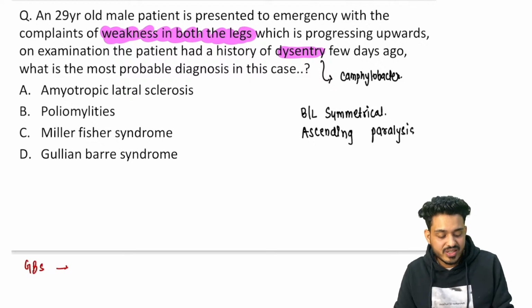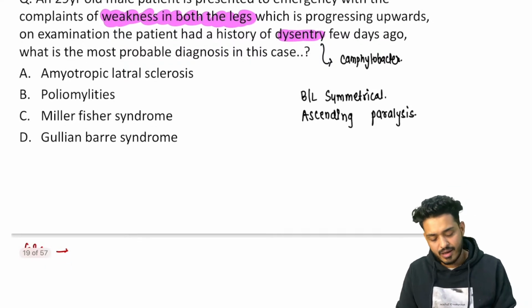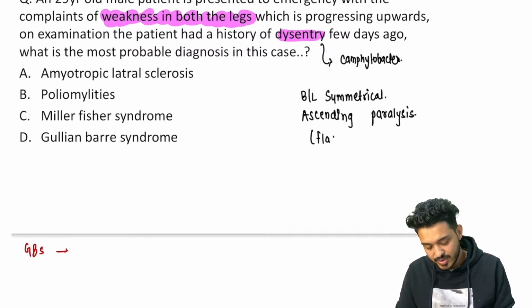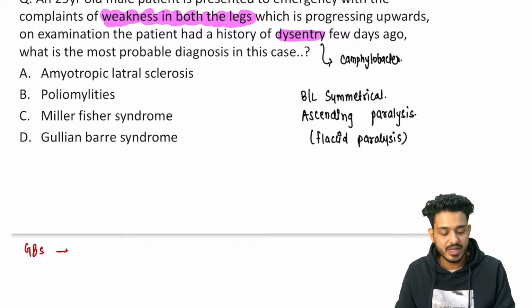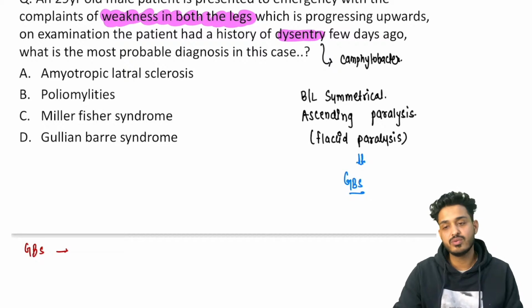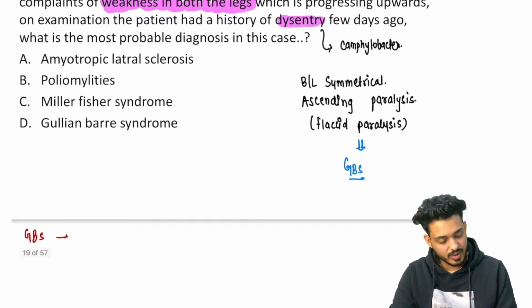So if the patient is having bilateral, symmetrical, ascending type of paralysis, what kind of paralysis is it going to be? It is going to be flaccid paralysis. This is going to be in favor of Guillain-Barré syndrome, a very, very important topic, right? GBS.